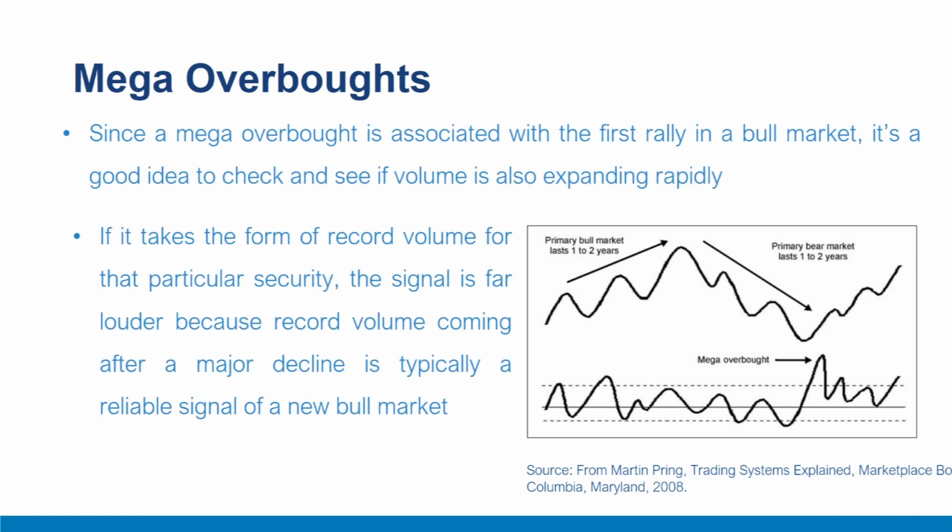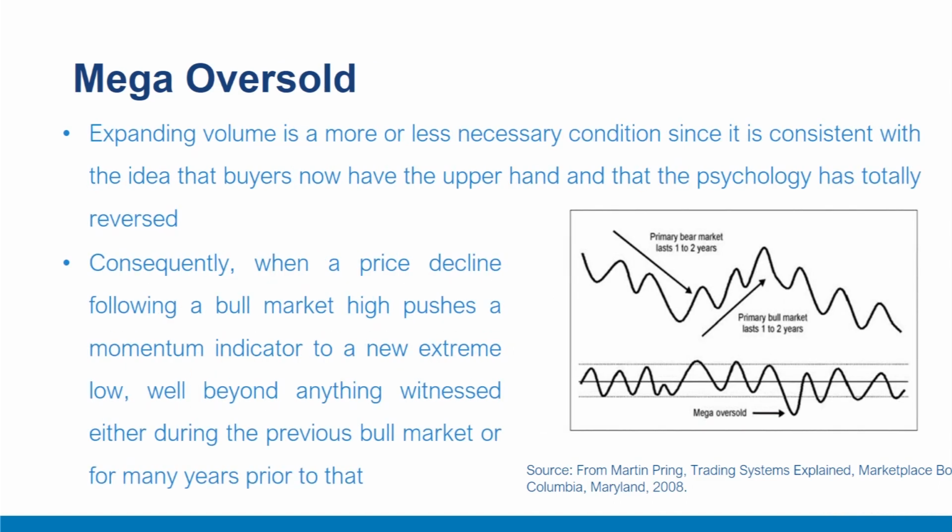Since a mega overbought is associated with the first rally in a bull market, it is a good idea to check and see if the volume is also expanding rapidly. If it takes the form of record volume for that particular security, the signal is far louder, because record volume coming after a major decline is typically a reliable signal of a new bull market. Expanding volume is more or less a necessary condition, since it is consistent with the idea that buyers now have the upper hand and the psychology has totally reversed.